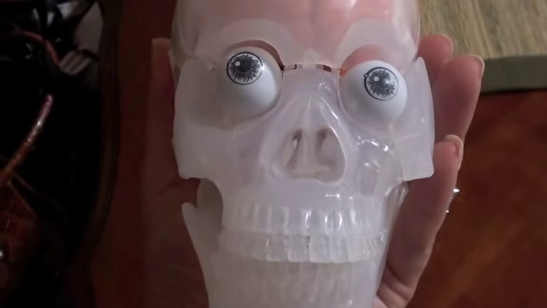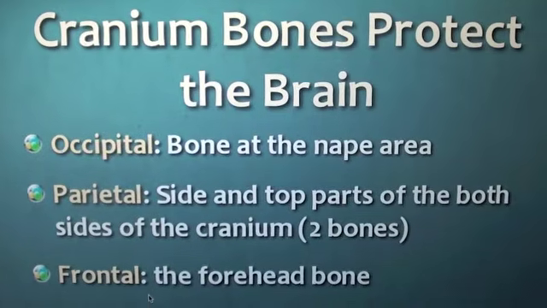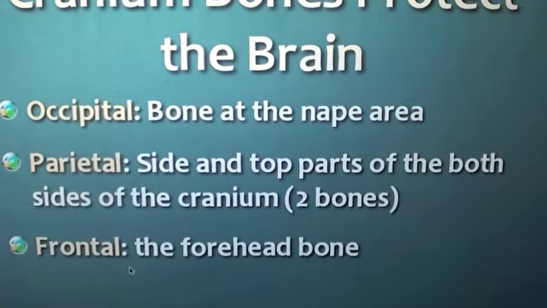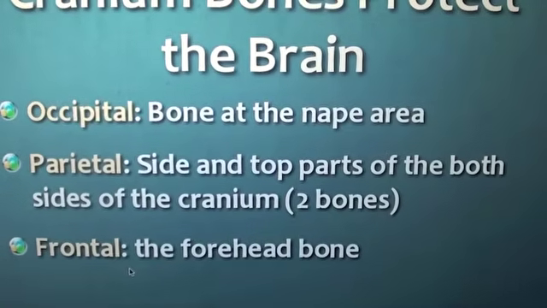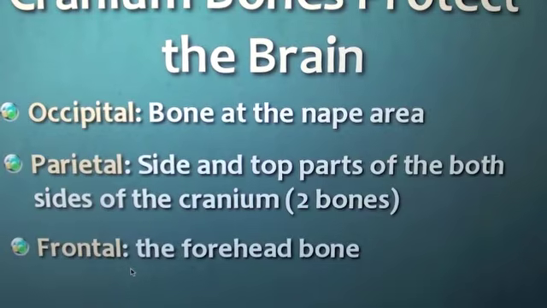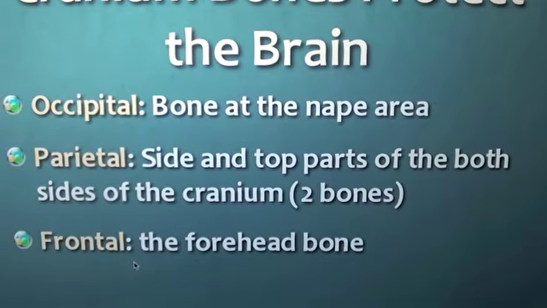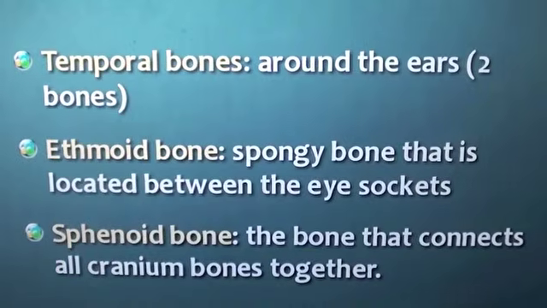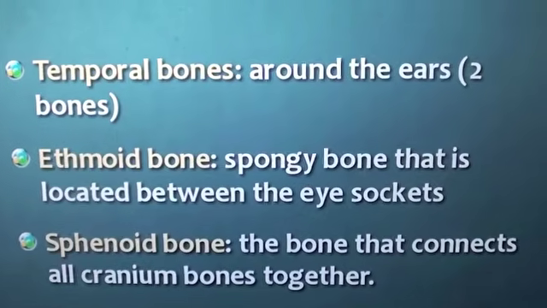Cranium bones protect the brain. Occipital, the bone at the nape area. Parietal, the side and top parts of both sides of the cranium, two bones. Frontal, the forehead bone. Temporal bones around the ears.